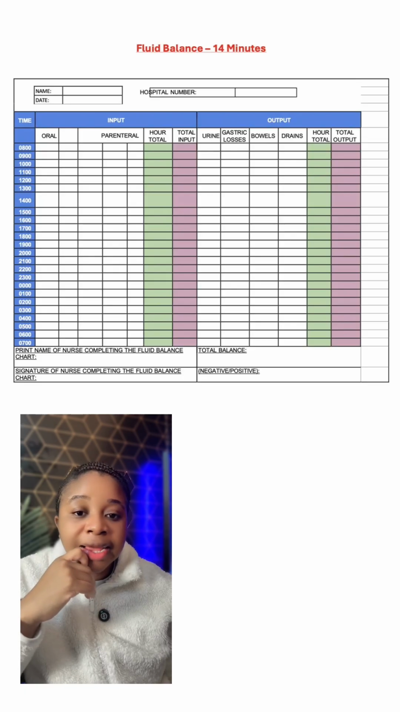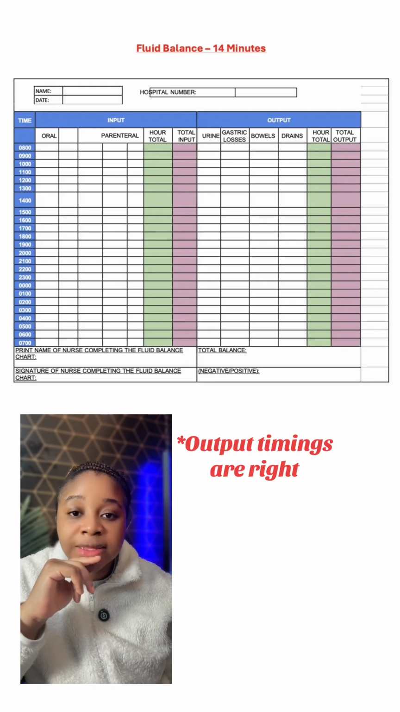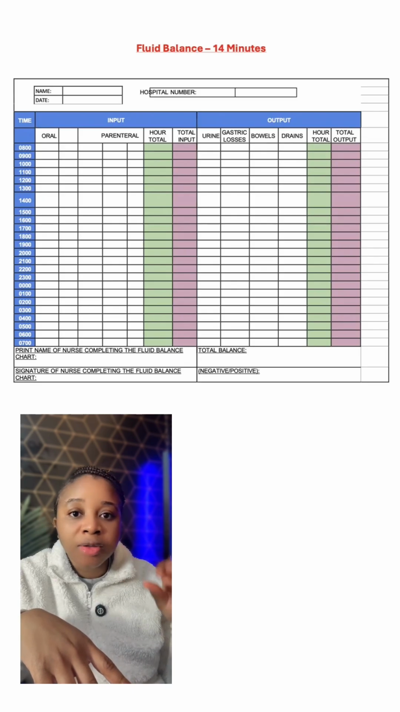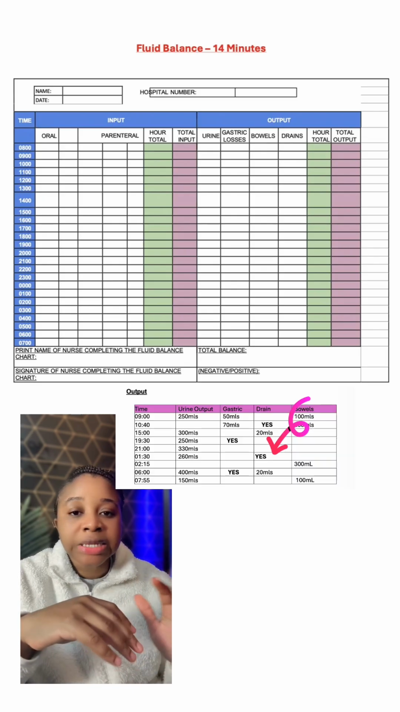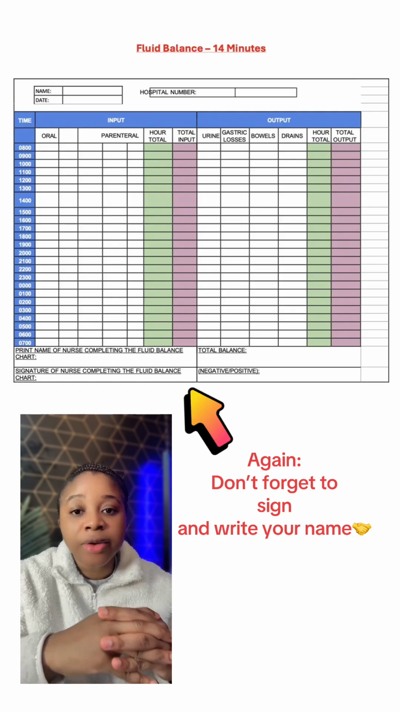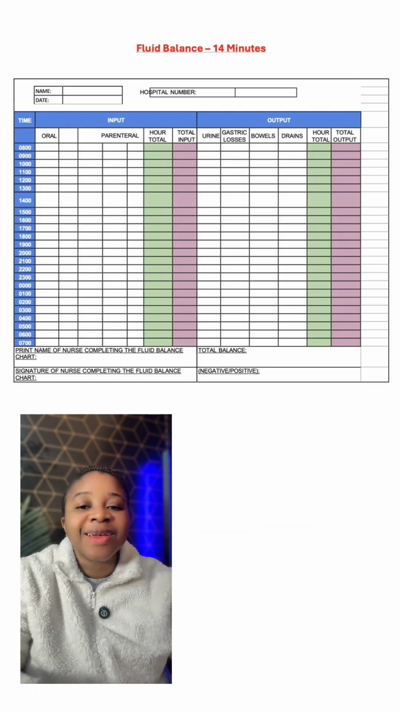Another thing I've highlighted here is to make sure your output timings are also right. On your OSCE day, they might give you a yes and a no in your output. You are not supposed to pay attention to that. Just focus on values and record the values. Avoid these errors and you are going to pass easily in your OSCE.